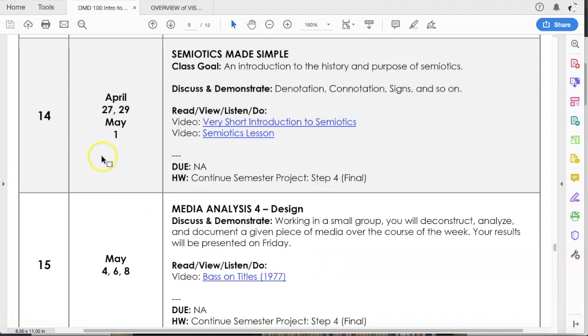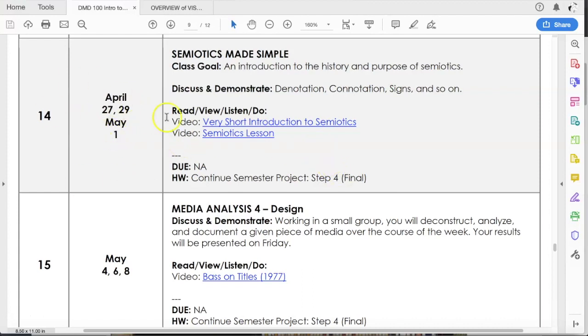Normally we would have met on April 27th, 29th, and May 1st. On your own in the background, you are working on your final version of your title sequence. By now, of course, you've all gotten feedback on your draft. Hopefully that feedback was helpful, from fellow students as well as the critique that I gave you. Hopefully you're making some changes and updating it and feeling pretty good about it. The ones that I saw all looked pretty good for the most part. I'm really looking forward to seeing the finals.